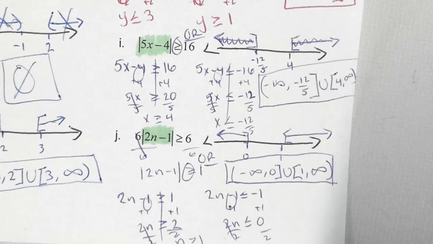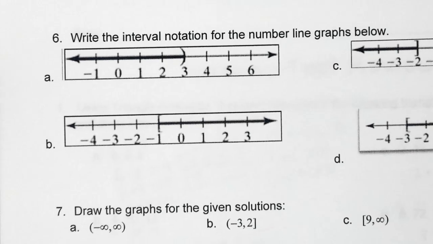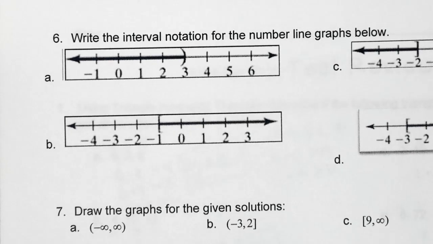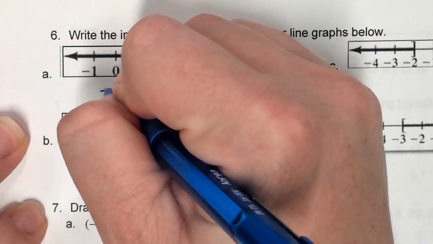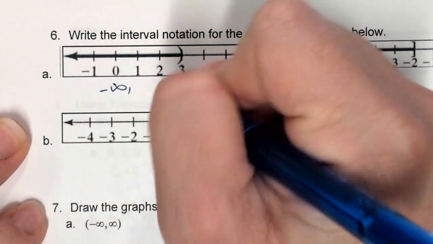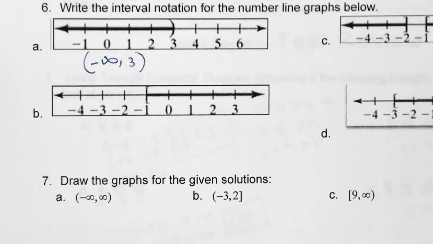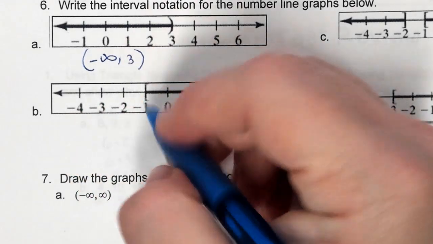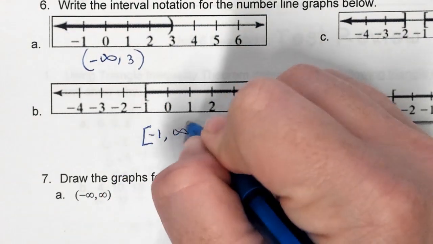Okay, last page. We got number 6. Number 6 we like. It gives us the number lines. And we're just writing the interval notation. So this goes to the left forever, which is negative infinity. Stops at 3 with a parentheses. That's what it looks like. This starts at negative 1 with a square bracket and goes to the right forever. So that's what it looks like.